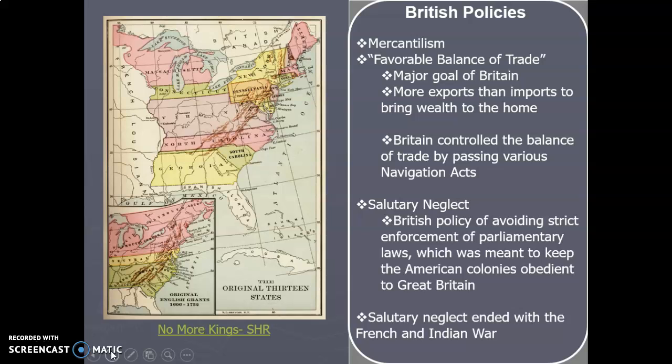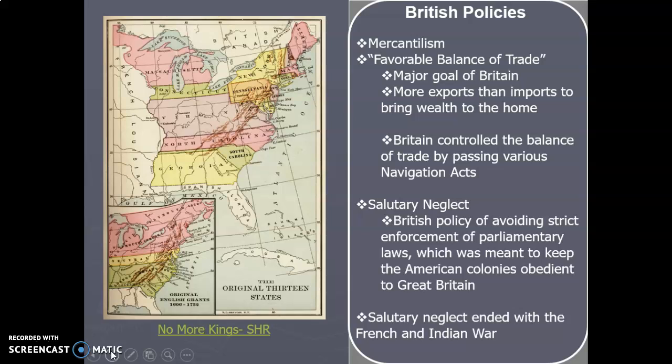This is the policy of Britain avoiding strict enforcement of parliamentary laws, which was meant to keep the American colonies obedient to Great Britain. They actually don't enforce their laws harshly, or really enforce them at all, for about 70 years on the colonists. So basically you have one to two generations of colonists that are used to this. Britain's going to pass a tax on us? Well, they're not enforcing it, kind of thing. So keep that in mind. This is a major underlying cause of the American Revolution.